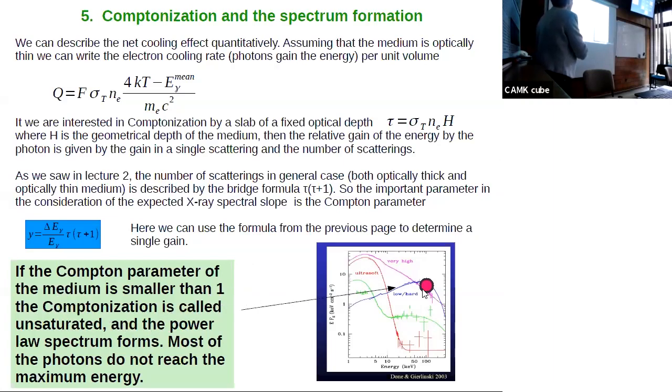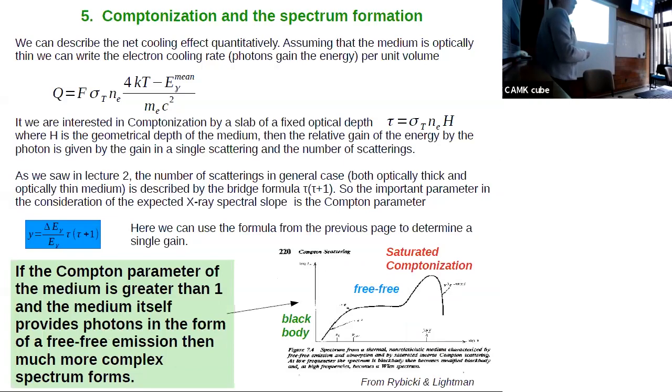And then the spectrum which forms is called unsaturated Compton spectrum, and it has this power law shape I was talking about. On the other hand, if you happen to exaggerate and your medium has Compton parameter much, much larger than one, the spectrum is not a power law.